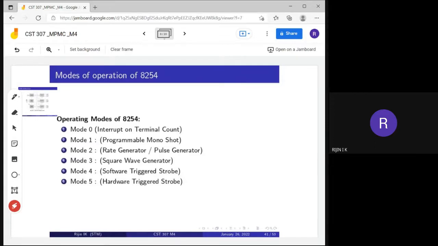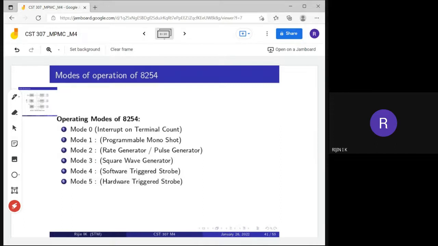Okay, so we can discuss the different modes in detail. Before discussing the different modes, first we can see how the counting operation is performed. For performing any counting operation, first we need to initialize the counter. Then only it will perform its counting operation.